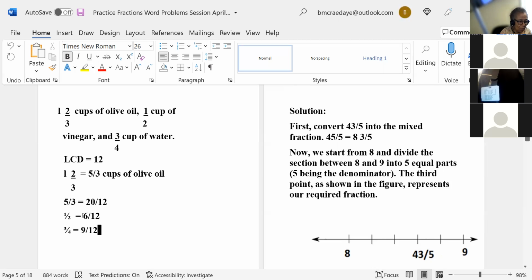You just add the numerators. And what does that give you, Mercedes? Let's underline this and add the numerators because you got them all over the same denominator. So what would that be equal to? That would be 35/12. Okay, and what would that be as a mixed number?